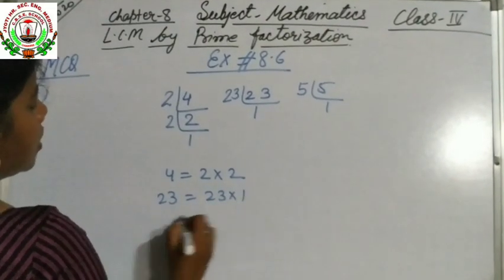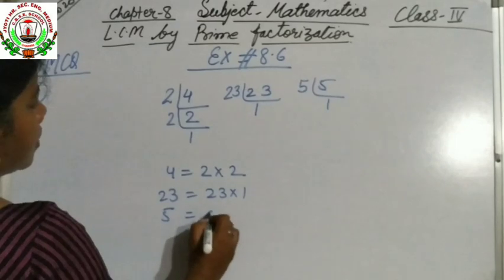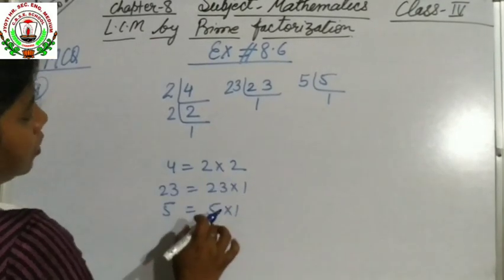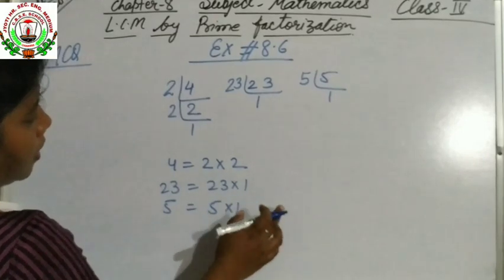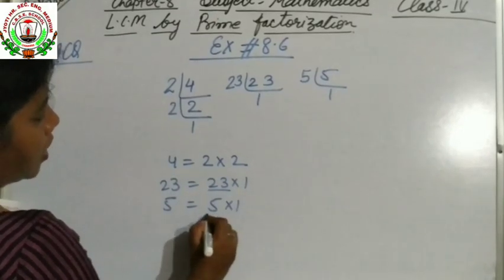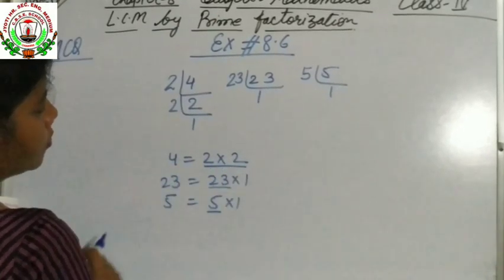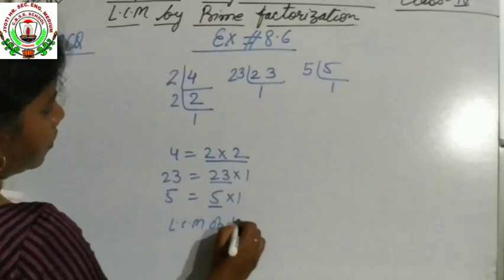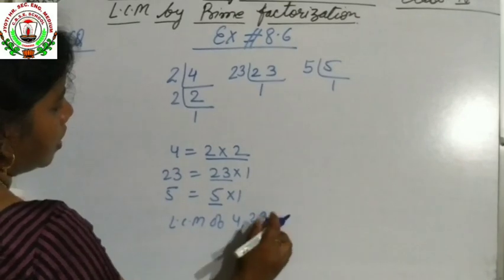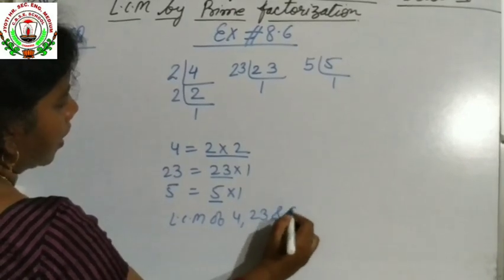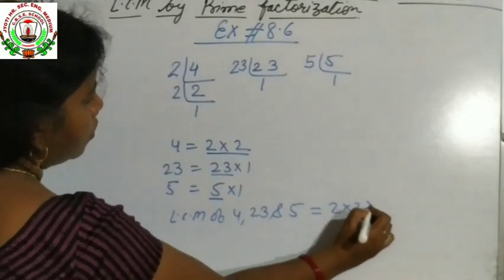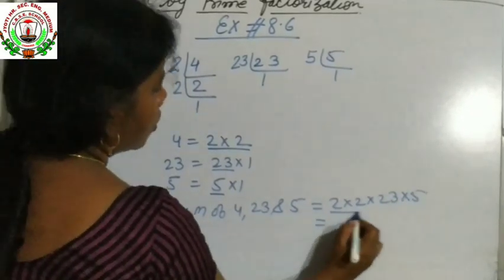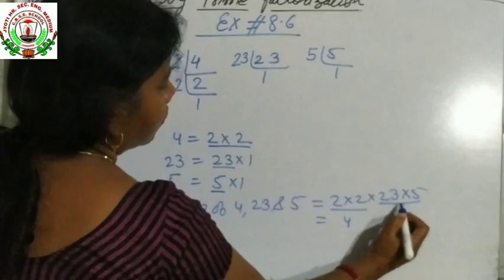23 into 1, then 5, that is 5 into 1. Now here not any number is repeated many times. 23 is only one time, 5 is repeated one time, 2 is repeated only two times. So we will write the LCM of 4, 23 and 5 is equal to 2 into 2 into 23 into 5. Now multiply it. 2 2 ja 4 and 23 into 5.